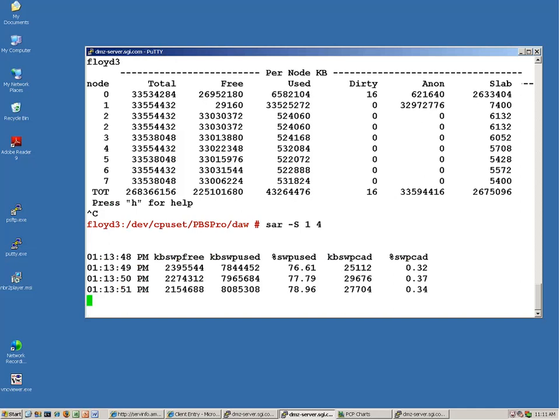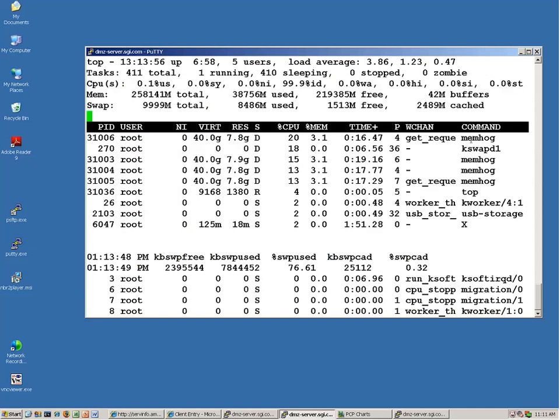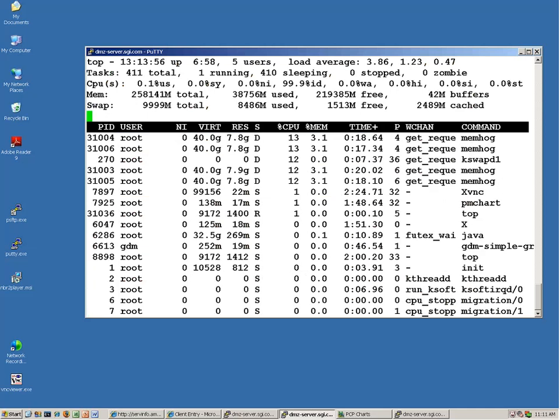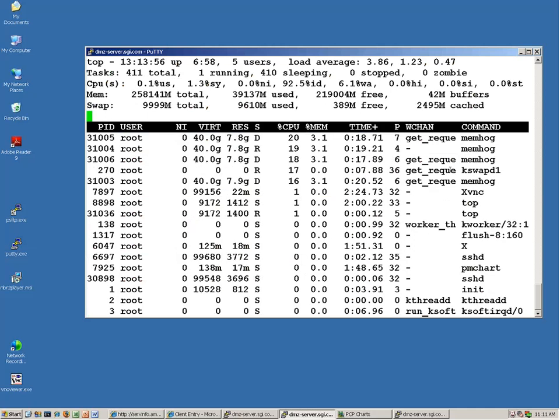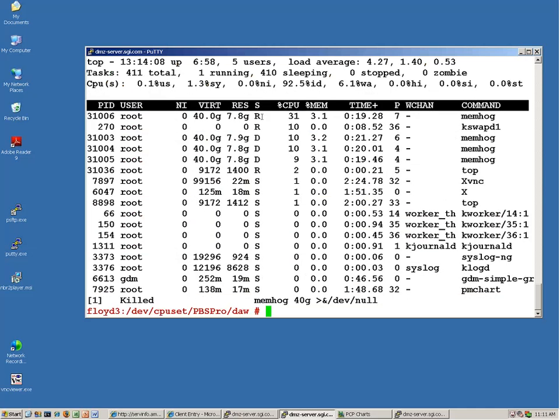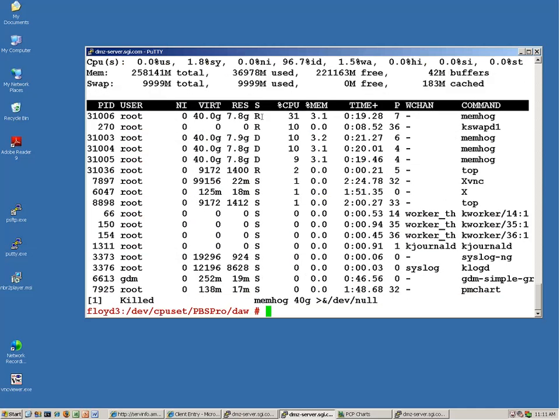Let me bring up a top, see if we can catch it here. So there's the memhogs running. Notice I got kswapd in this case now on 1. Notice I got IO wait here, and these are these GET requests. And I'm waiting to see, how big did I push it? Let me do a memhog 100 gig.